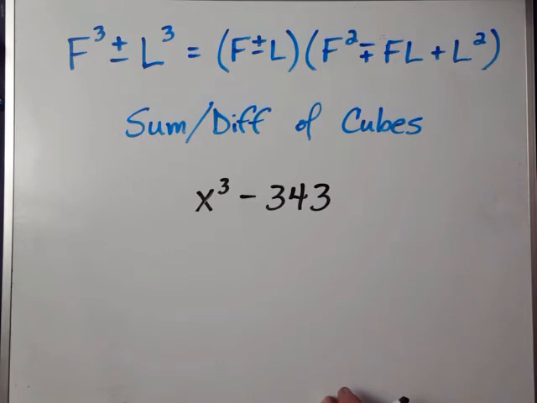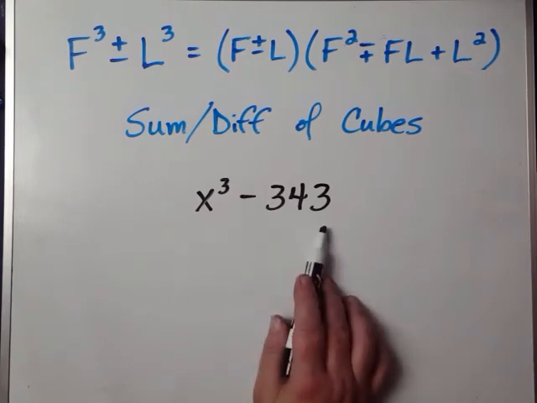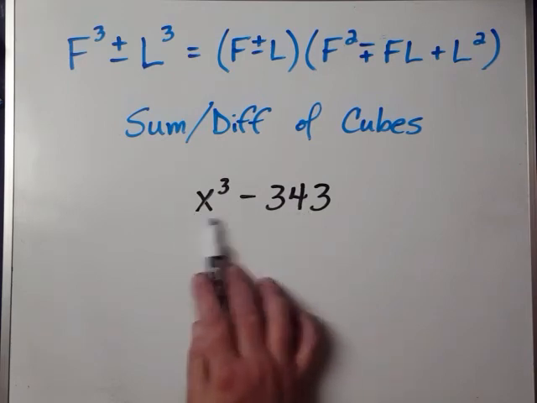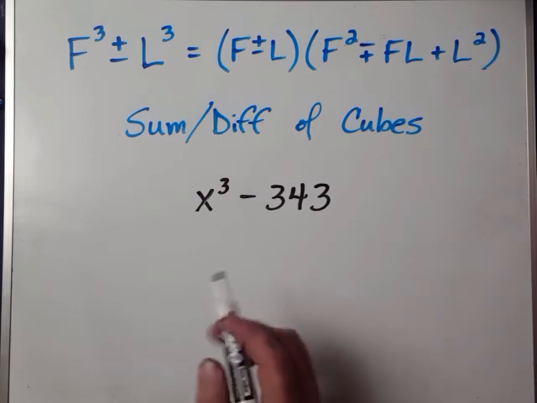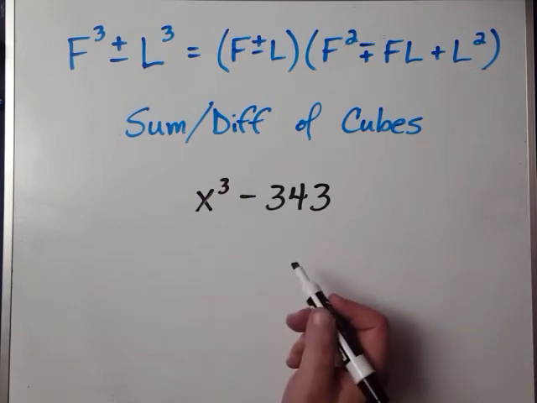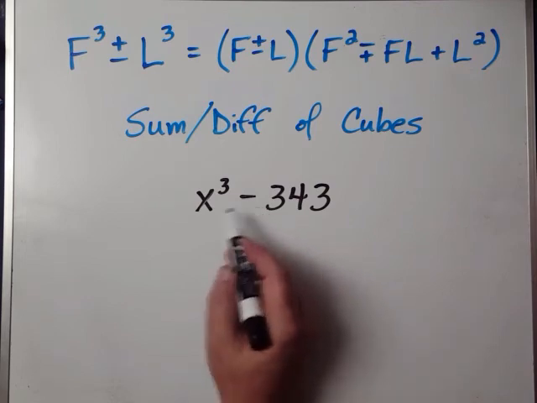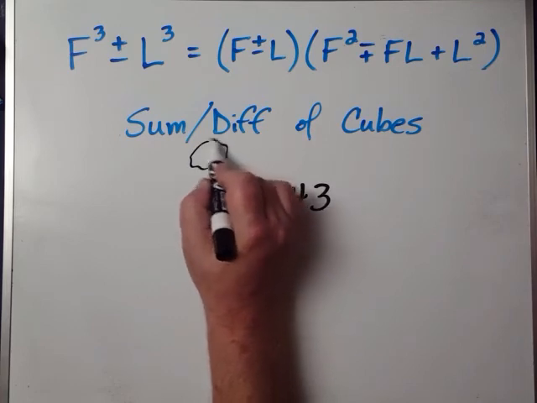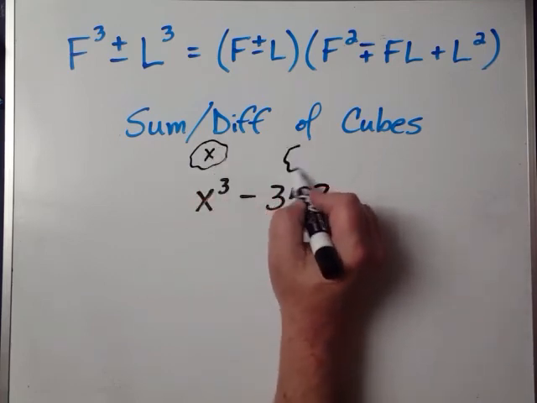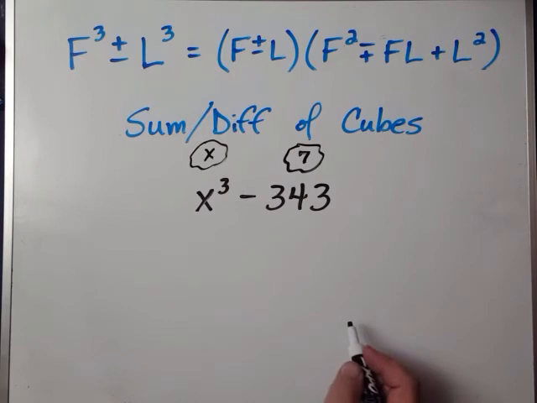The instructions read factor. And I see a binomial. Well, one thing I ask when I see a binomial is, is this a difference of squares? No, it's not. It is a difference, but those aren't squares. Well, then maybe it's a sum or difference, in this case a difference of cubes. Is this a difference of cubes? Yes, it is. The first term is the cube of x, and the last term is the cube of 7. This is a difference of cubes.